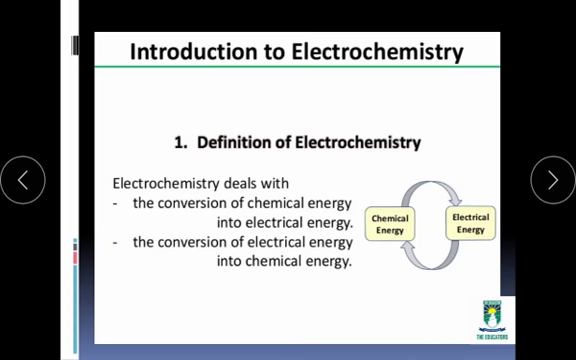So how can we define electrochemistry? It deals with the conversion of chemical energy into electrical energy, or vice versa. Students, here are two types of energies. First is chemical energy and the second one is electrical energy. Electrochemistry is all about chemical energy and electrical energy and their interconversion. So the conversion of chemical energy into electrical energy or electrical energy into chemical energy is called electrochemistry.